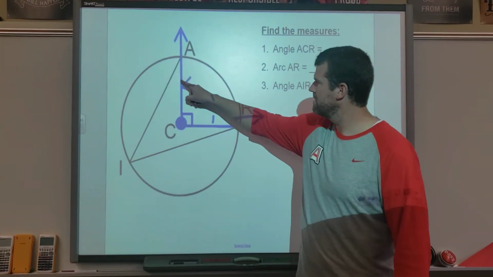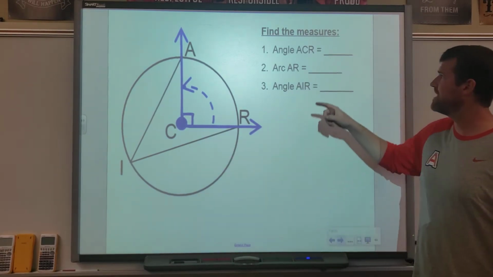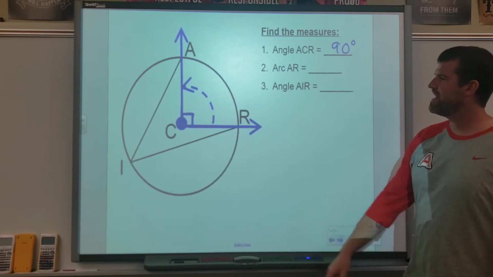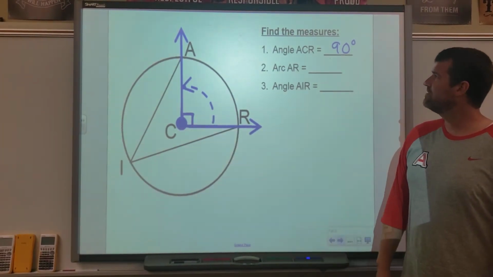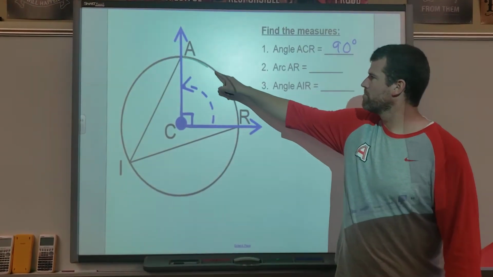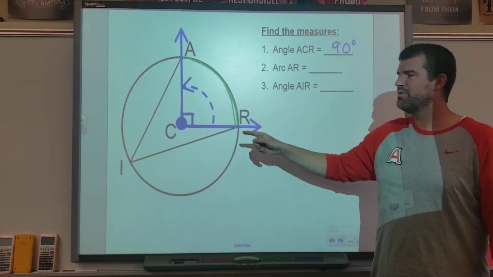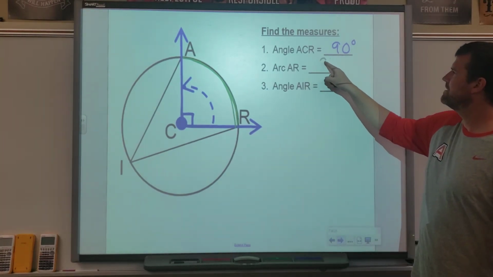So ACR, that's this angle right here. Well, that box tells us that that angle is 90 degrees. Okay, and if that central angle is 90 degrees, then the arc that it forms, this intercepted arc, which happens to be a minor arc, would be how many degrees? Right? It's just going to be congruent. It will be 90 degrees.